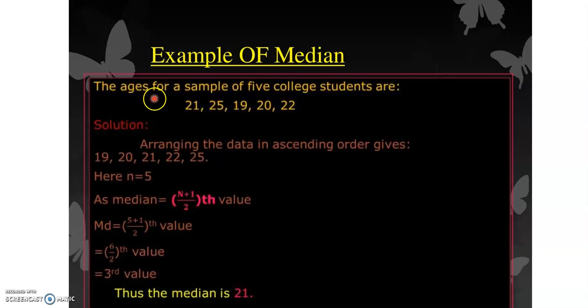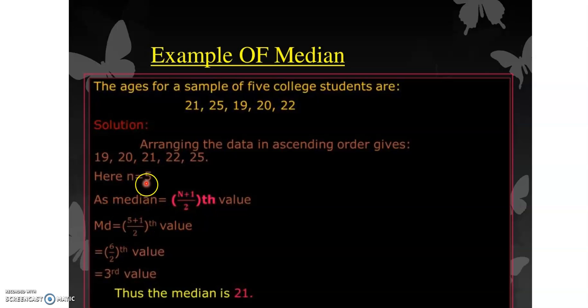Children, now look at this example. The ages for a sample of 5 college students are 21, 25, 19, 20 and 22. First we have to arrange all these numbers in an ascending order. Arranging the data in an ascending order gives 19, 20, 21, 22 and 25. Here n is equal to 5, the number of items. So we have to calculate the median as median is equal to (n plus 1) by 2th value.